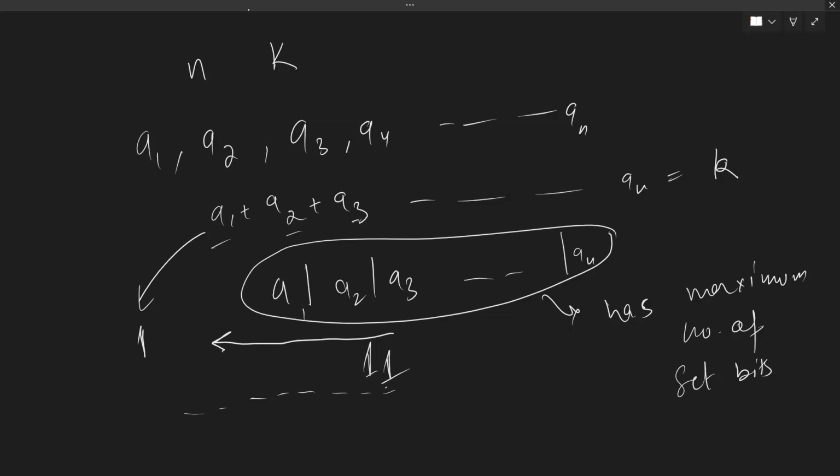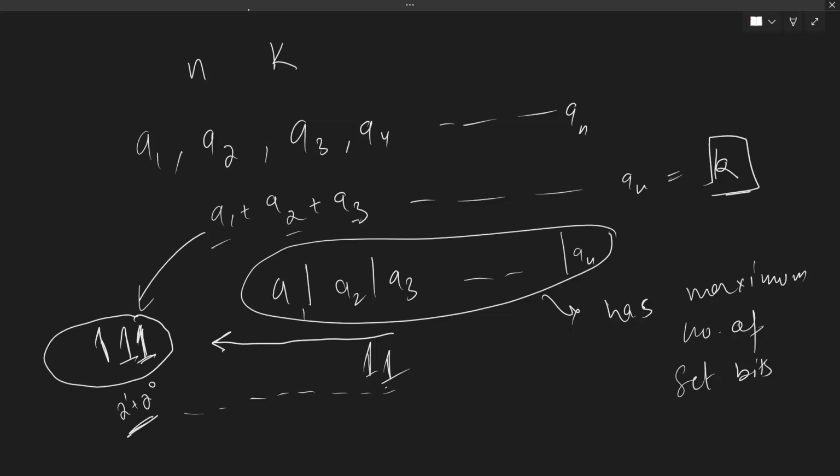Let's try to set the first bit in it. We'll see, if we set this bit, what is the sum that we're getting? We are just getting the sum because of this, so 2 to the power 0. If this value is less than or equal to k, then okay. Then we'll try to set the next bit, so now 2 to the power 1. If this total is less than or equal to k, we are good to go.